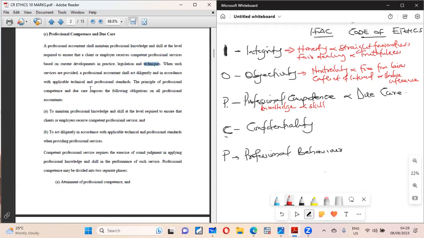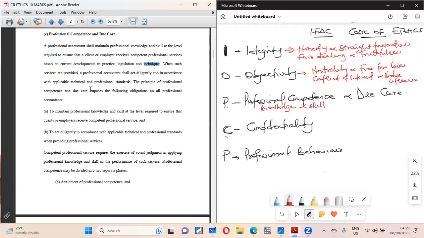The practice aspect is there. And the technique aspect is there. You have to get all these things up to the required level, the current level. For example, they've issued out two new standards, IFRS S1, Sustainability 1, Sustainability 2. All right, very soon it will be encapsulated in your exams, most definitely next year.